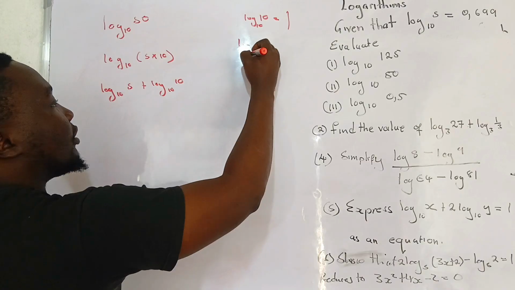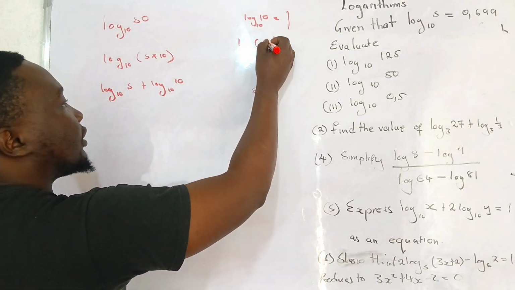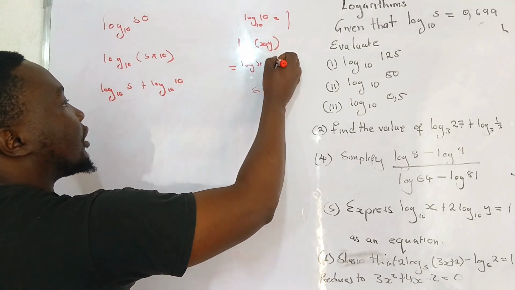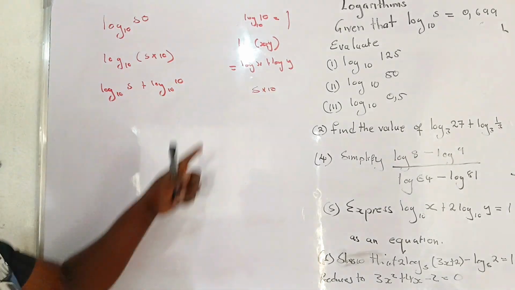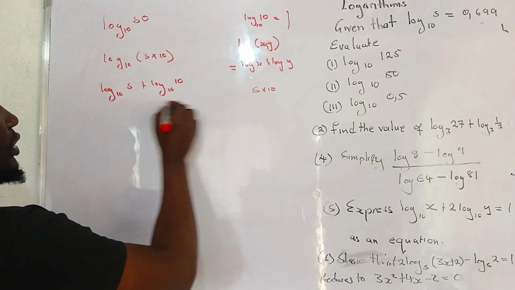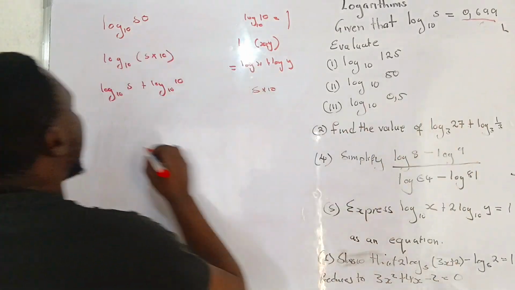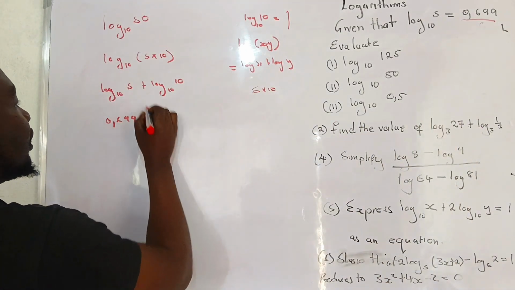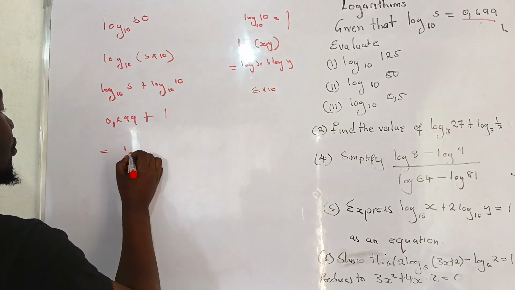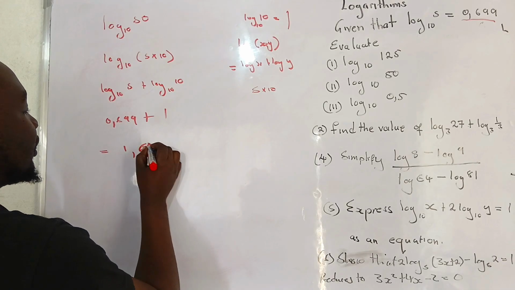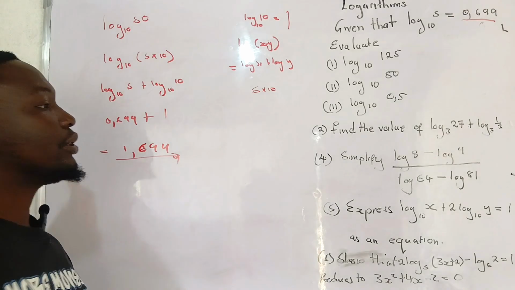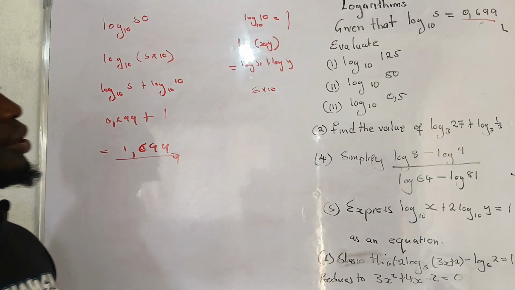Remember the law of logarithms: if there is a multiplication of x and y, this comes down to log x plus log y. So I've used this law here to express this as that. We know what log 5 is. Log 5 is given as 0.699, and log 10 base 10 is 1. So the answer is 1.699. That will be our answer, 1.699.